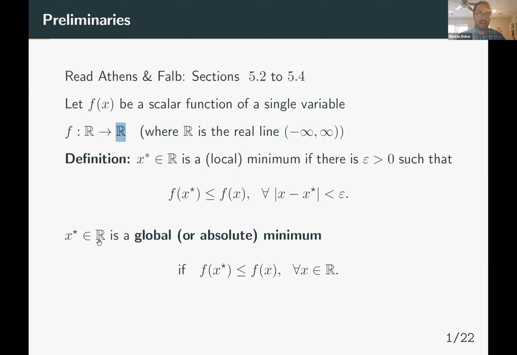We say that x star is a global minimum, or sometimes in the book the term used is absolute minimum, if this definition is satisfied for all x, not just near x star, but for all x that belongs to the domain, right? Then we say that the point is a global minimum. So we have local minimum and we have global minimum.